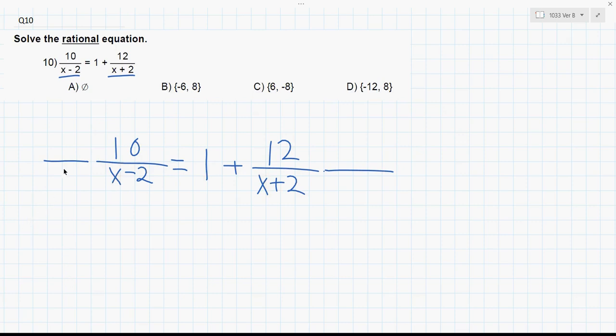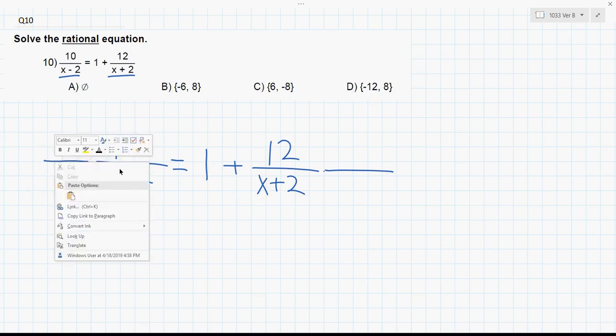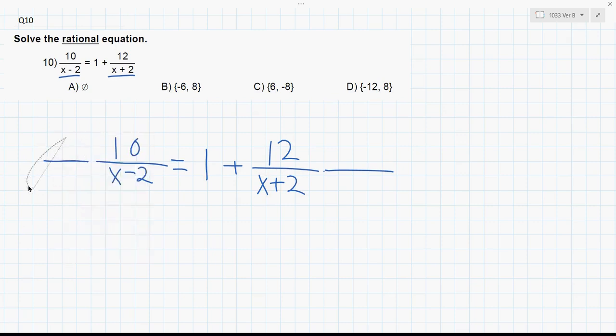Okay, so the way they're doing it is they're setting it up as a full equation. So they set this up as a full equation here. And then they said, since both of these are part of the denominator, we're just going to cancel them out by multiplying this by x plus 2 times x minus 2.